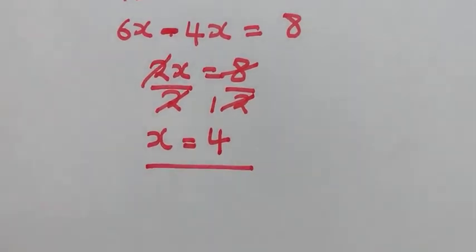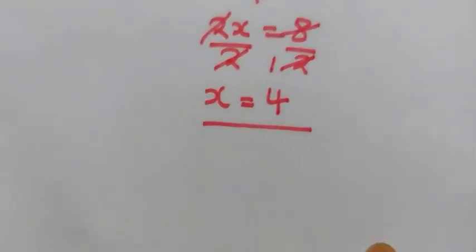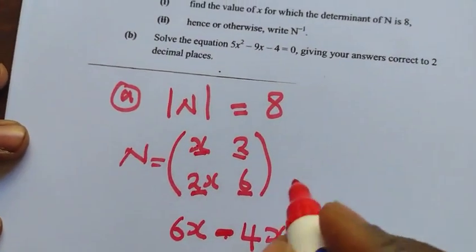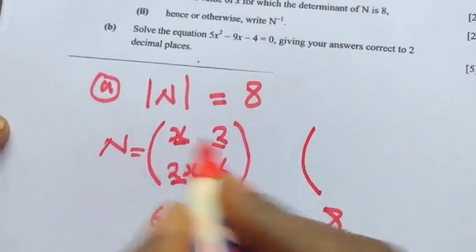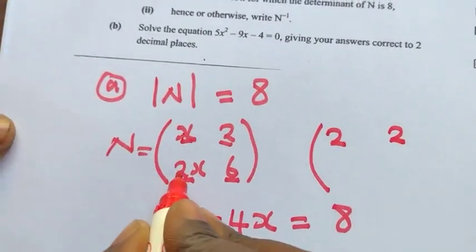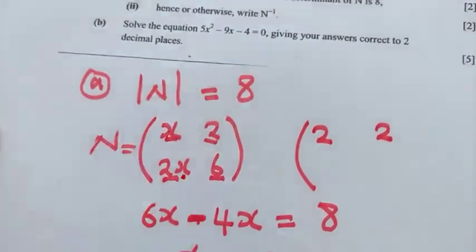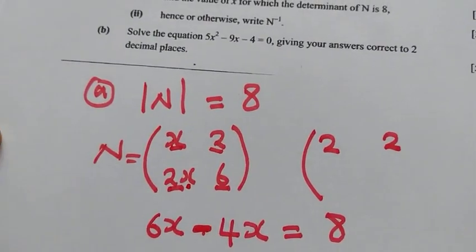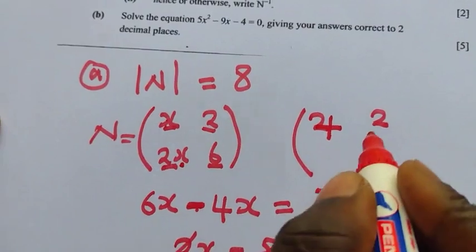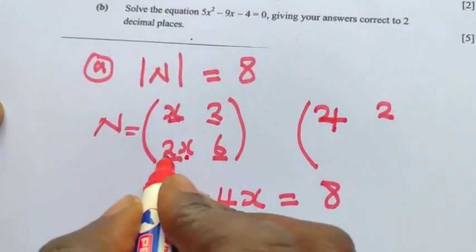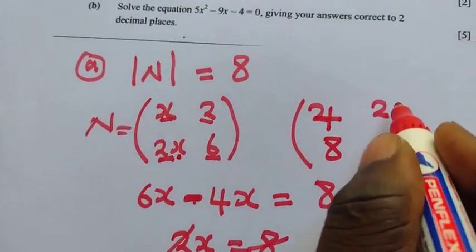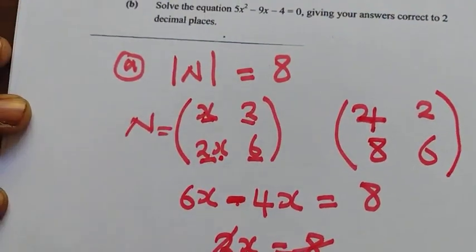Okay, so how is the matrix now going to be? Where there is x, we will put 4. Here it will be 4. Here 2. Where there is 2x, it's 2 times 4, which will give us 8. Here 6. So this is now the matrix.